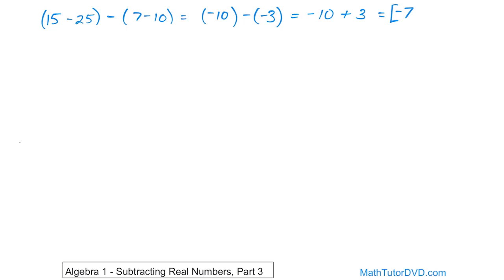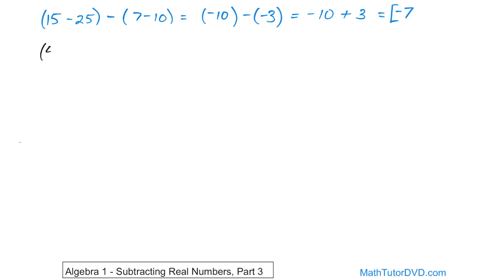So make sure you understand that. There's a lot of little details here. You could rewrite this as 15 plus a negative 25. You could write this as 7 plus a negative 10. I'm not doing that here because as you get more experience with algebra, you kind of need to start looking at these and knowing how to apply the answer. So as we go through the problems here, you'll get some experience with that.